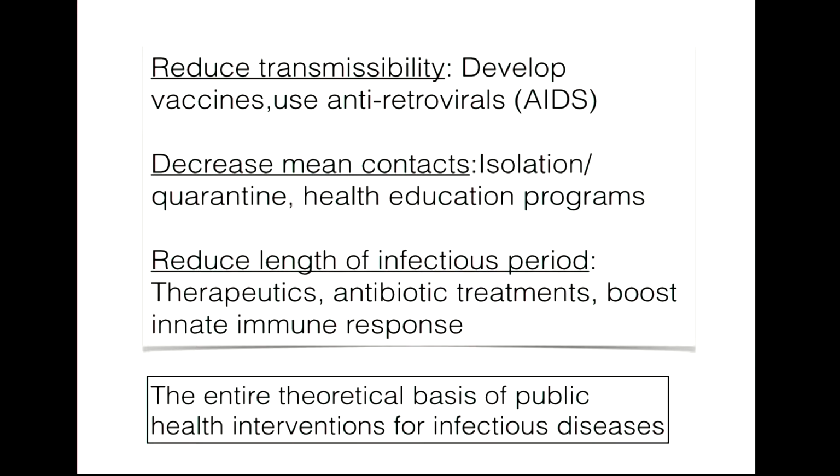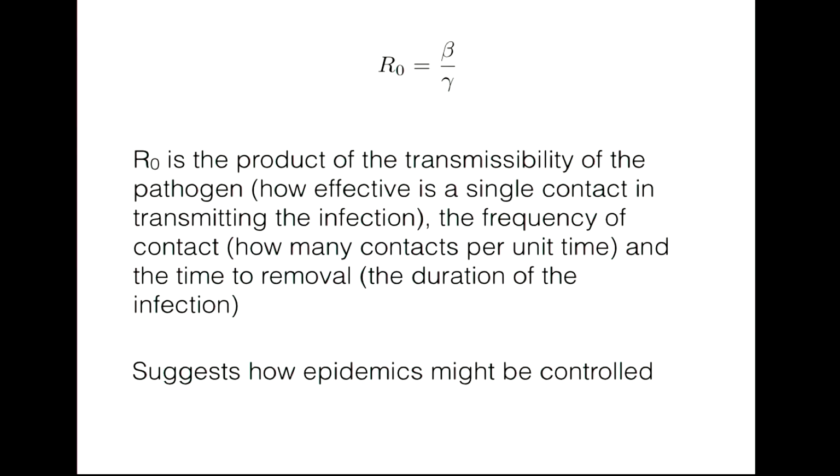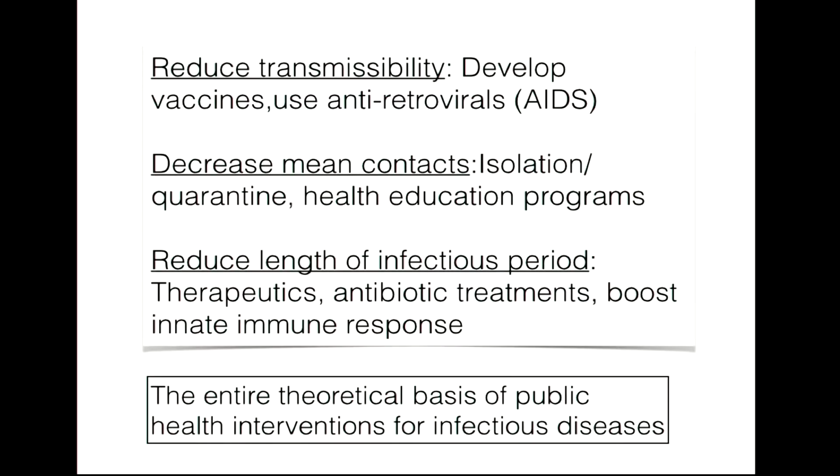So therapeutics, antibiotic treatments, boosting innate immune response, all of these are ways in which you can reduce the period of time that an individual is infected. These 3 major points, all of which come from considering what R0 is made up of, are at the core of health interventions for infectious diseases. If you think carefully enough about what goes into R0, and you can do this not just for the simple model that we wrote down but for far more complicated models, you look at the terms that are structured into the definition of R0, you can figure out how to target one or the other of these terms and find out the right public health actions, and in what sequence, to reduce the burden of infectious disease.